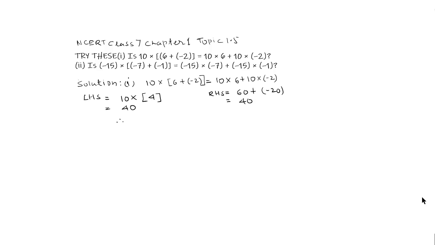Therefore, LHS equal to RHS, and our answer is yes, 10 multiplied by within bracket 6 plus minus 2 equal to 10 multiplied by 6 plus 10 multiplied by minus 2. This is as per the distribution property of multiplication over addition.